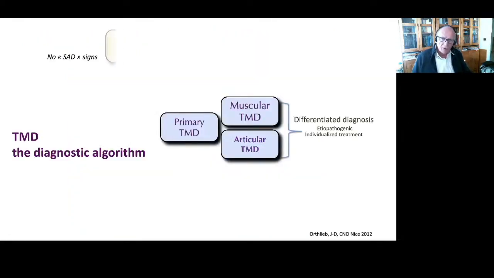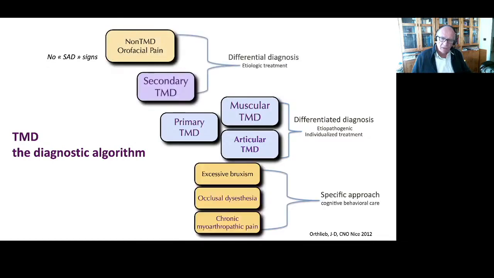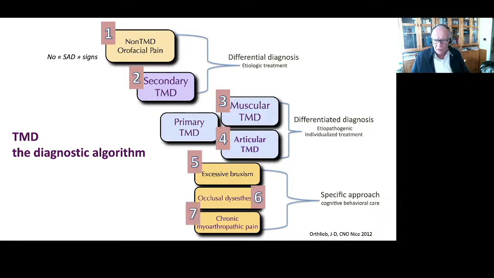You remember that we discussed different types of subcategories of TMD. First, we have to eliminate non-TMD patients, to identify secondary TMD, and to look for muscular TMD or articular TMD. Also, identify excessive bruxism, occlusal dysesthesia, and chronic myotropathic pain. It was the diagnosis part.